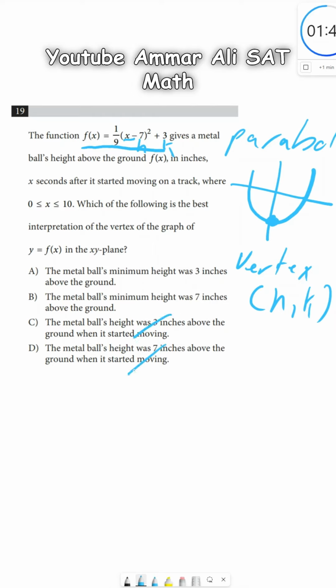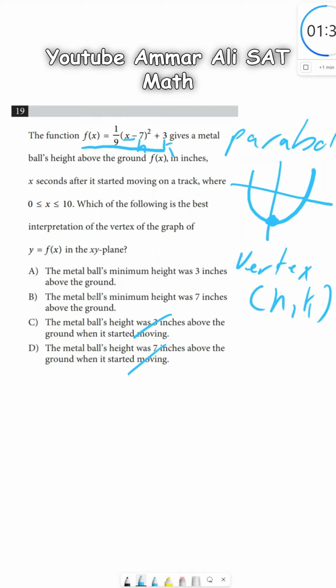And this is also not going to work because, again, if you plug in 0 for the calculation of the height when it just started moving, you're going to get something bigger than 7 and 3. If you don't believe me, just try it out for yourself and see what you get.